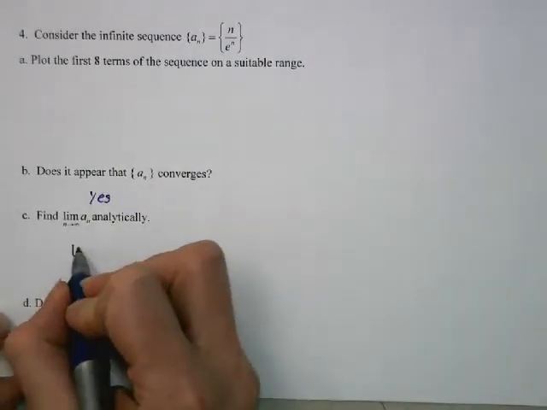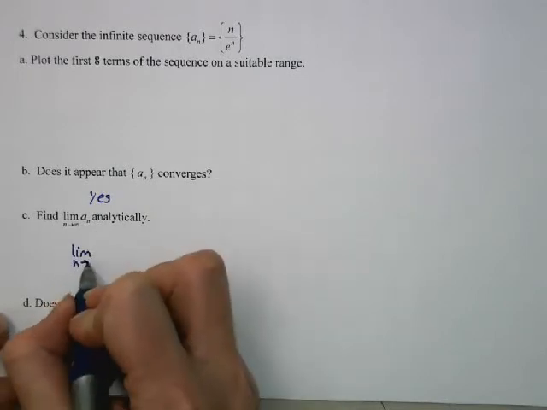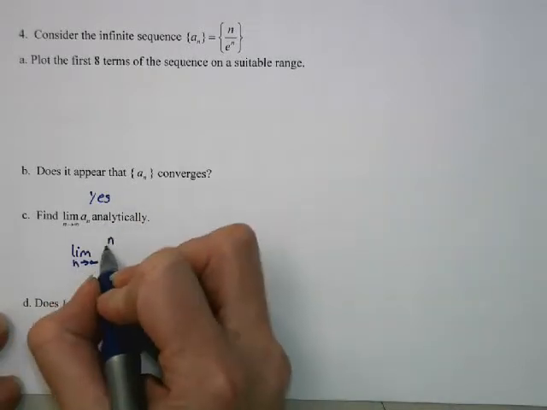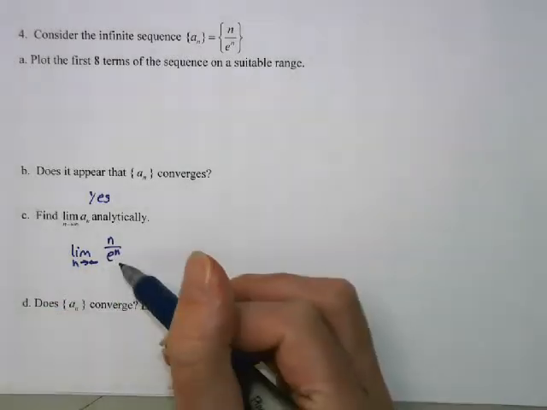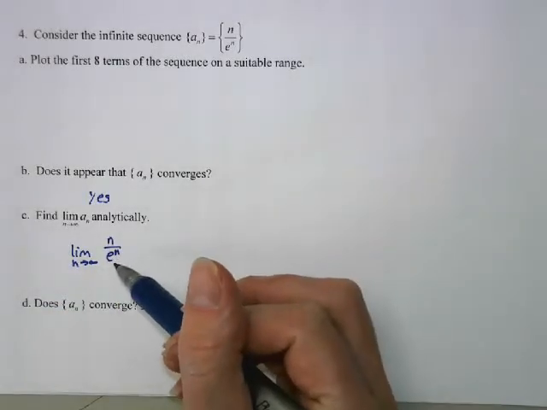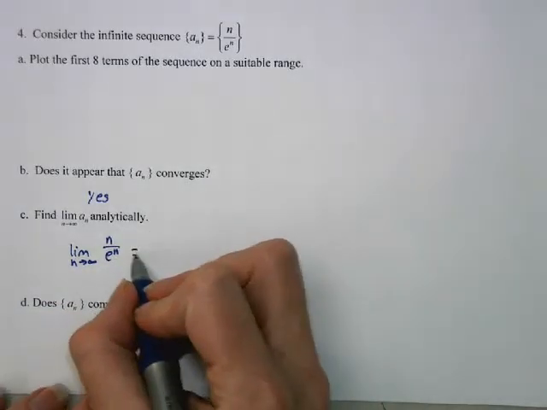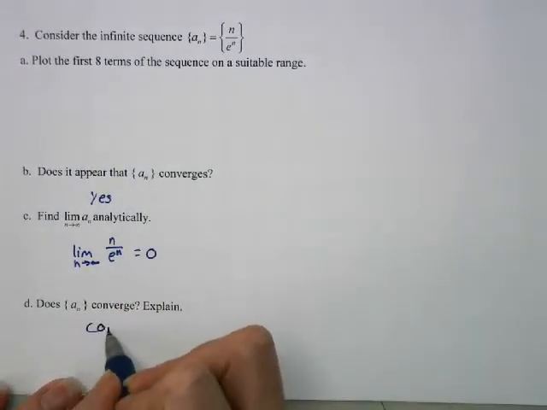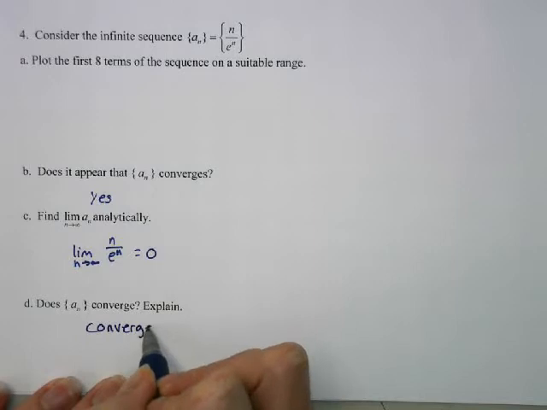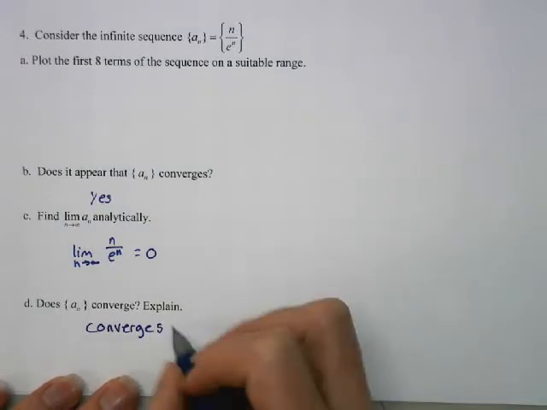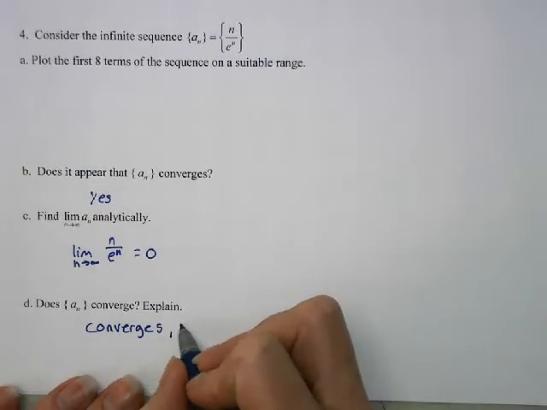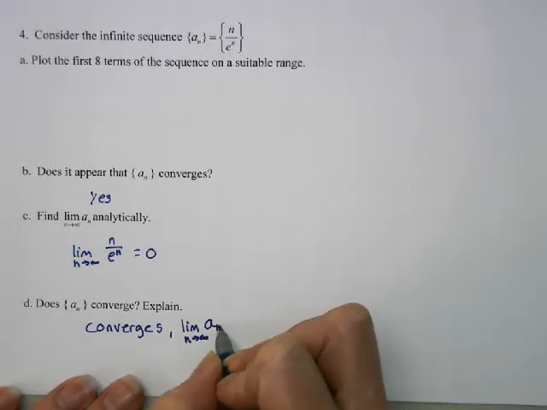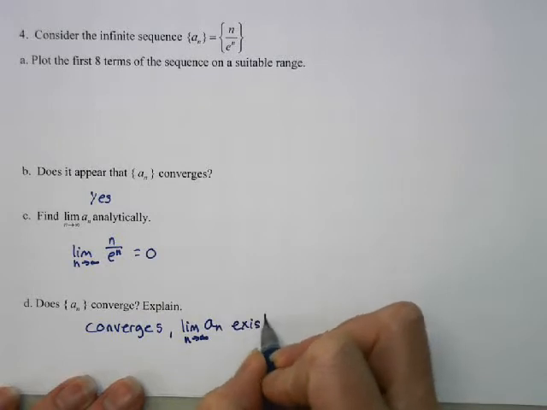Okay, and we're going to find the limit as n goes to infinity of n over e to the n. Well, this exponential is going to grow way faster than just n. So this goes to 0, which is what we saw graphically. So this converges. And our explanation can just be the limit as n goes to infinity exists.